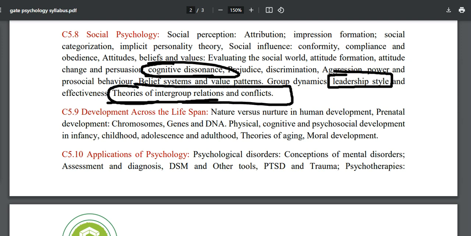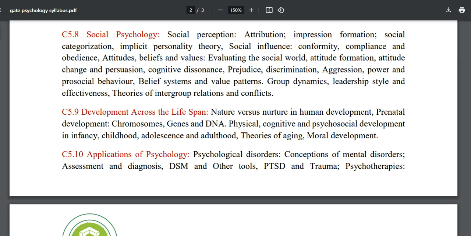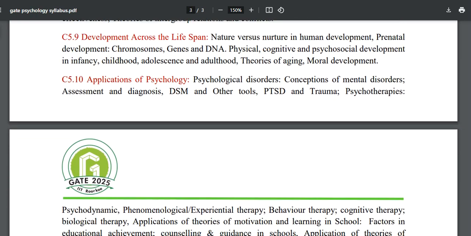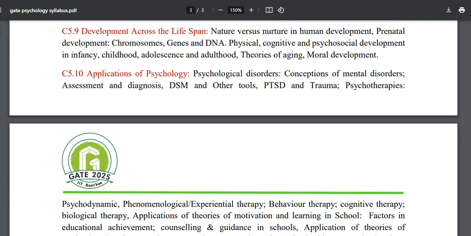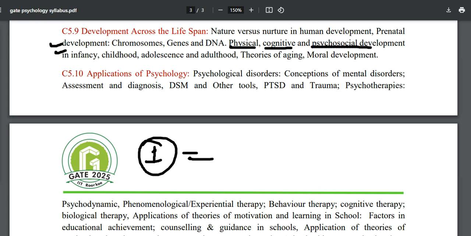So RCT has not been introduced yet, but if you are referring to the C book, everything will be covered from there as well. Don't need to worry about this in particular. Now the next one is our C5.9, that is development across the lifespan, and it is also an important one because most of the development theories are from here. But in one paper, there was not a single question from this unit on these theories of cognitive or physical or psychosocial development. They have not been asked about reflexes till now. So Moro, Babinski, and that thing they might ask you.